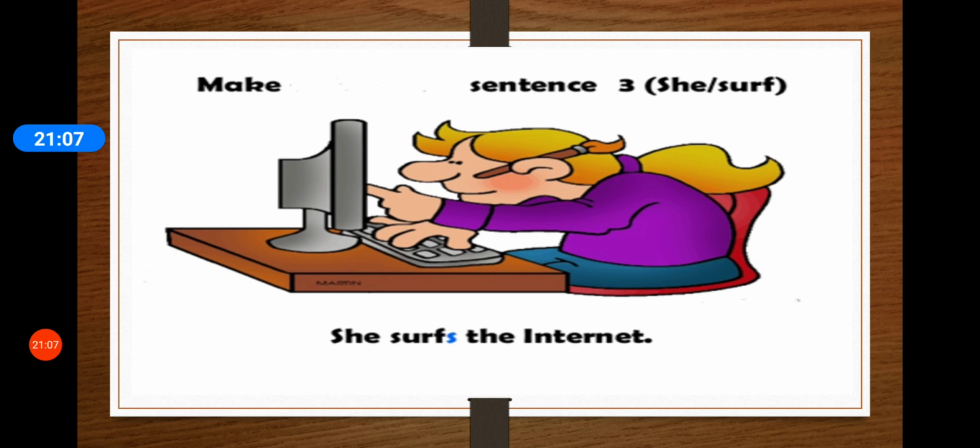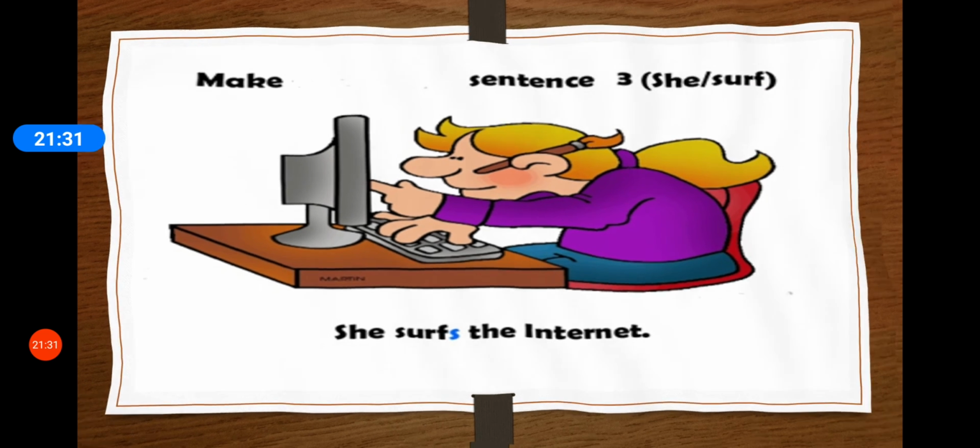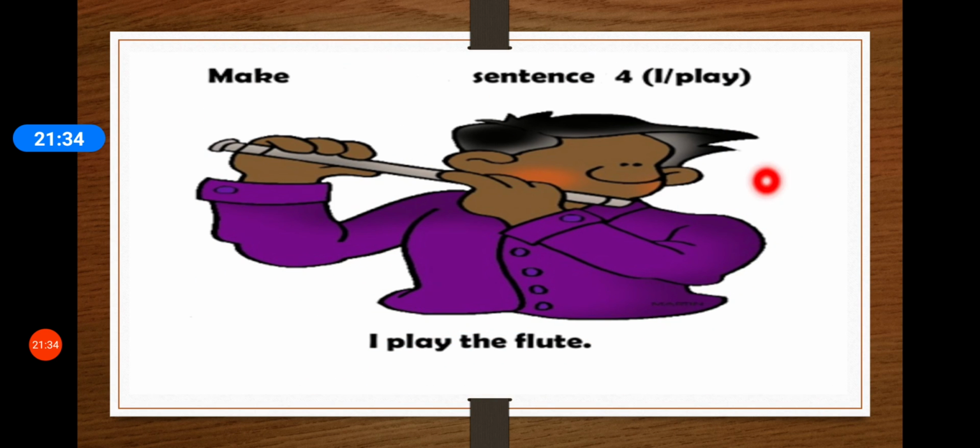Next, you have to make a sentence with she as subject and serve as the verb. Now, she is third person singular pronoun. Immediately it should strike your mind that I have to add s or es or ies depending on my verb. Now, serve. So, we will simply add s. She serves the net. Next one. I is the subject and play is the verb. So, no need to add s or es or anything else. So, the sentence would be simply I play the flute.